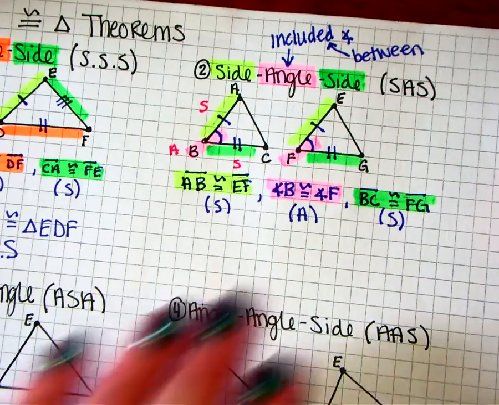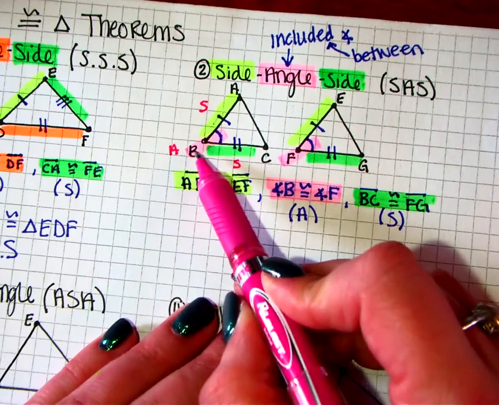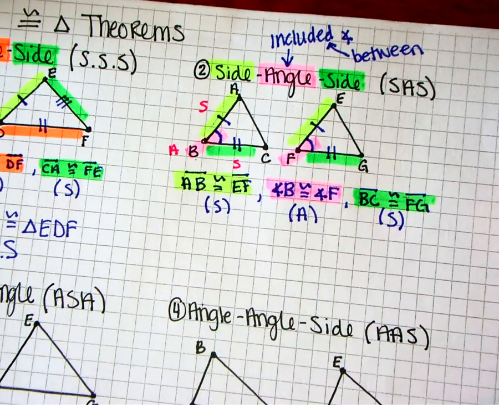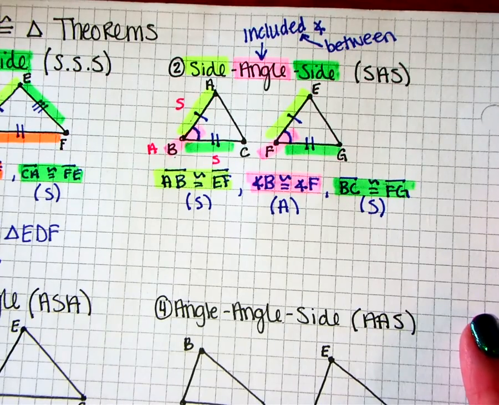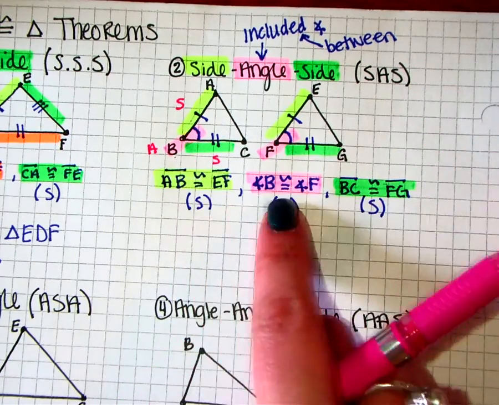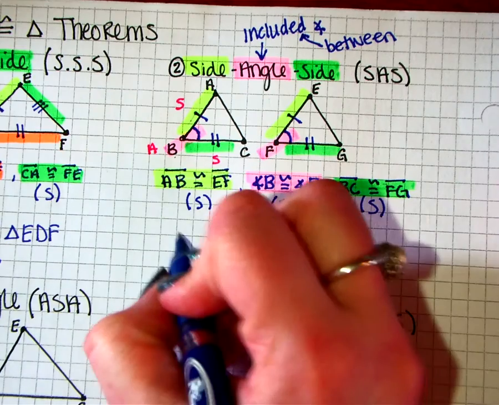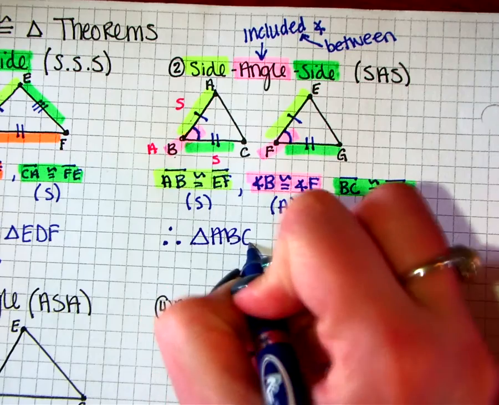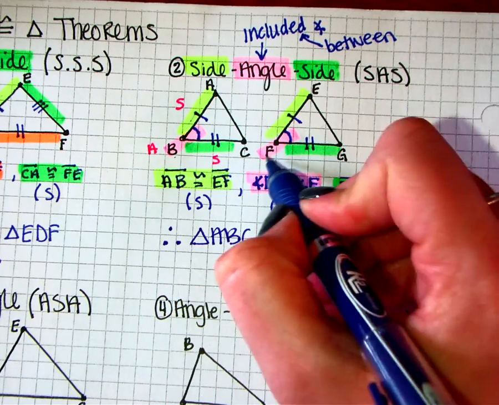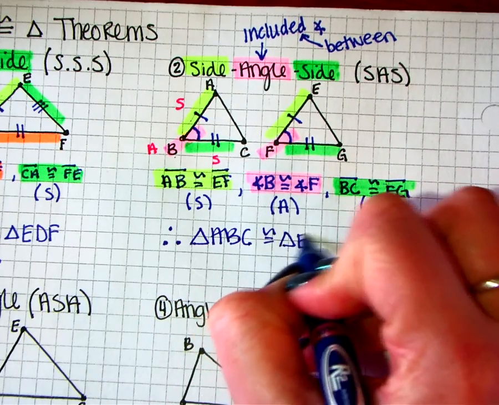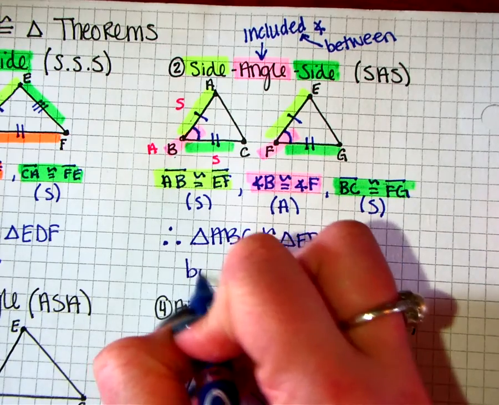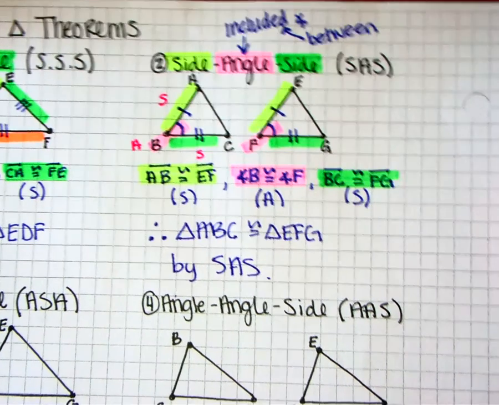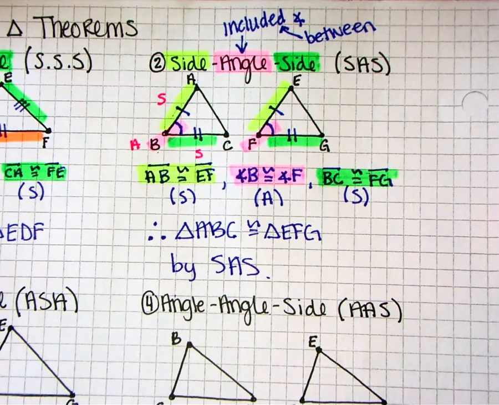So our statement: if 2 sides and the included angle are congruent in one triangle to 2 sides and the included angle in the other one, then these 2 triangles must be congruent. Side, angle, side. The angle is between the sides. Therefore, triangle ABC is congruent to EFG by side, angle, side. For side, angle, side, the angle must be between the sides.